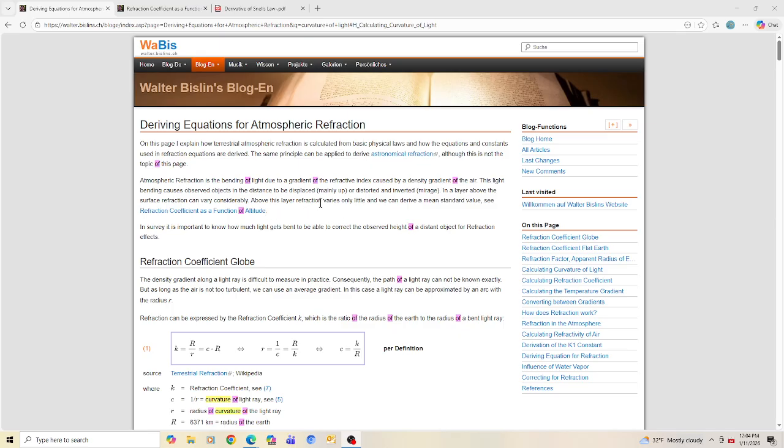Well above this layer, refraction varies only a little, and from that specific area, well above the surface, they can derive a mean standard value of rate of change. See refraction coefficient as a function of altitude. Let's toggle over to that for a minute.